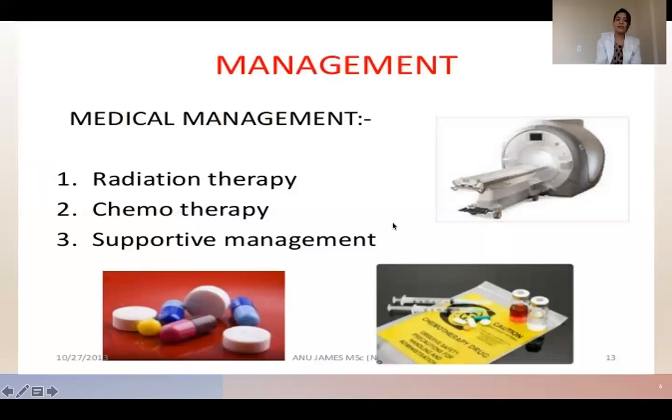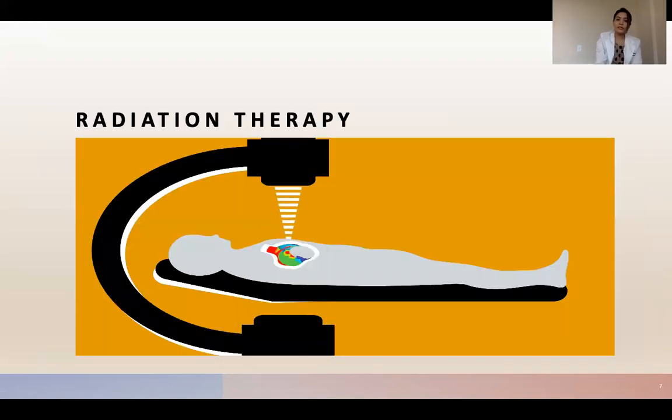Lung cancer is managed by radiation therapy, chemotherapy, and supportive management. So, what is radiation therapy? Radiation therapy is when radiation is used to kill the malignant cells inside the body. For radiation therapy, protons, neutrons, electrons, and gamma rays are used to kill malignant cells.